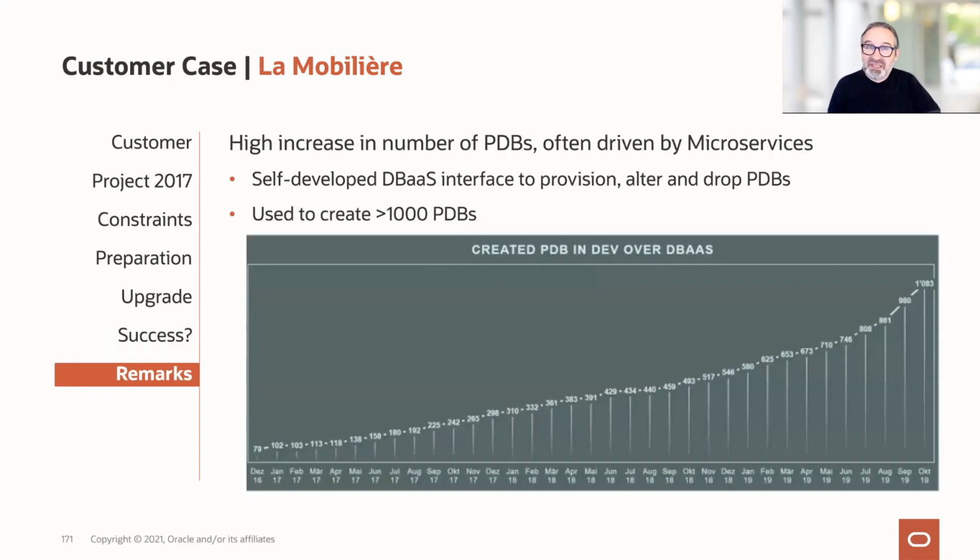So we have seen, of course, a high and increasing number of PDBs, mostly driven by microservices. Microservices get hosted in the PDBs, and that works so well. A self-developed D-Bus interface allows to provision, alter, or even drop PDBs. Yes, that happens. And it has been used until today to create far more than 1,000 PDBs. This is really cool, actually.